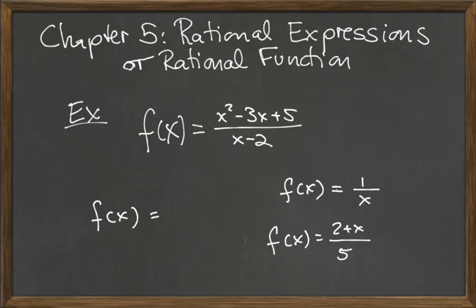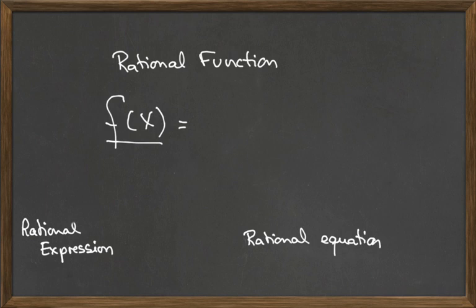You have to have a variable in the denominator. The 2 plus x over 5 is actually a linear function. So if I put an x here, now it is a rational function. 3x squared minus 1 over x is also, these are all examples of rational functions. That's function notation.